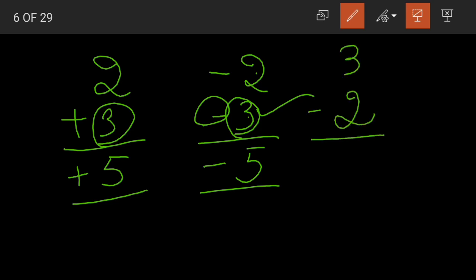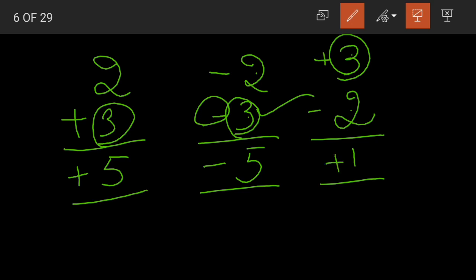Again, 3 and minus 2: 3 minus 2 is what? 3 minus 2 is 1. 3 is the higher absolute value number. It is having a positive sign. The answer will also have a positive sign.